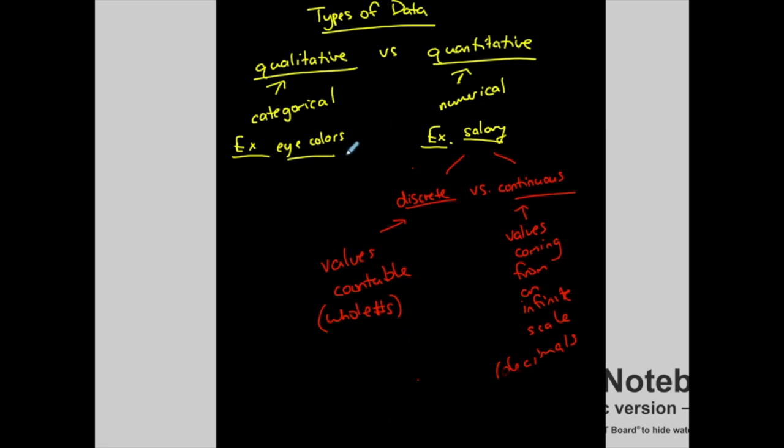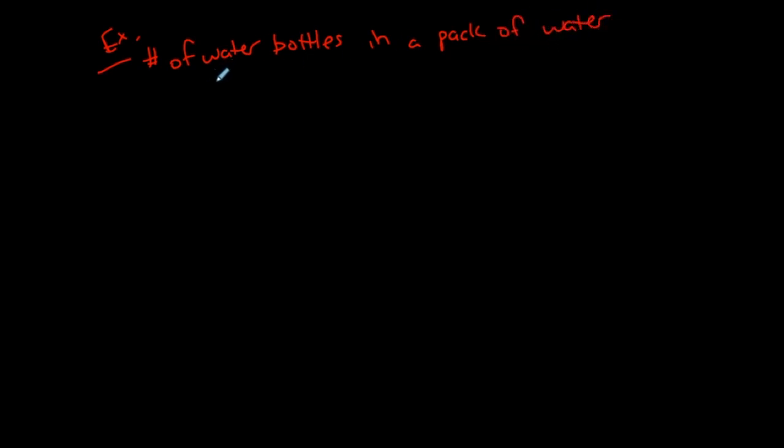So when I talk about types of data, let's talk about, for example, the number of water bottles in a pack of water. What would you consider that? It's obviously numerical, so it's quantitative data. Now, the number of water bottles in a pack of water. So you get like 24, maybe you get 4, maybe Costco has like 48? I don't know. But you get a value that is a whole number, right? I can't represent the number of water bottles in a pack of water by anything decimal wise. They are all basically whole numbers. Therefore, this type of data would be considered discrete data.